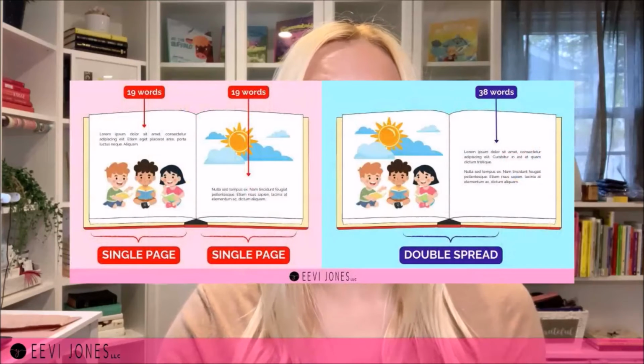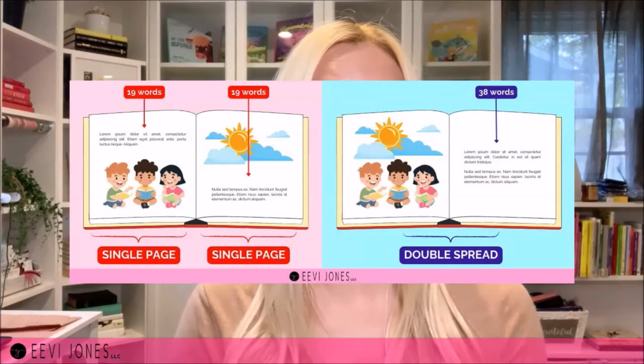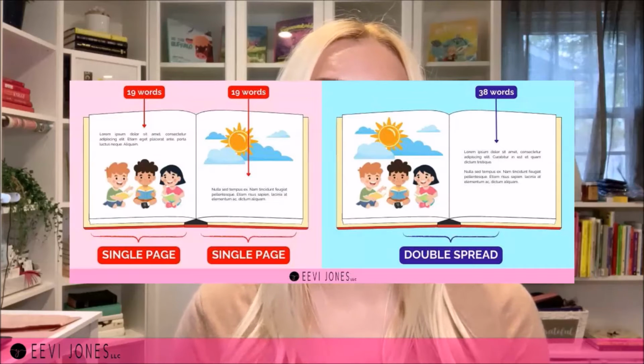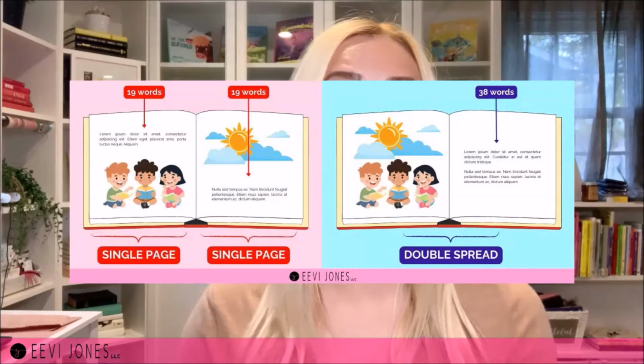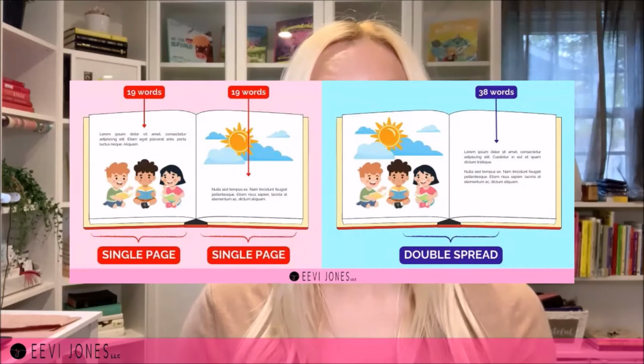Now this may seem really low, but looking at it as an example, we will see that it actually is not. Here we have those 19 words on each single page, like we see in the left example. Alternatively, we could also place these words on just one page for a double spread, the way we see it here in the right example. Here we would have 2 times 19 words, so a total of 38 words on that double spread.